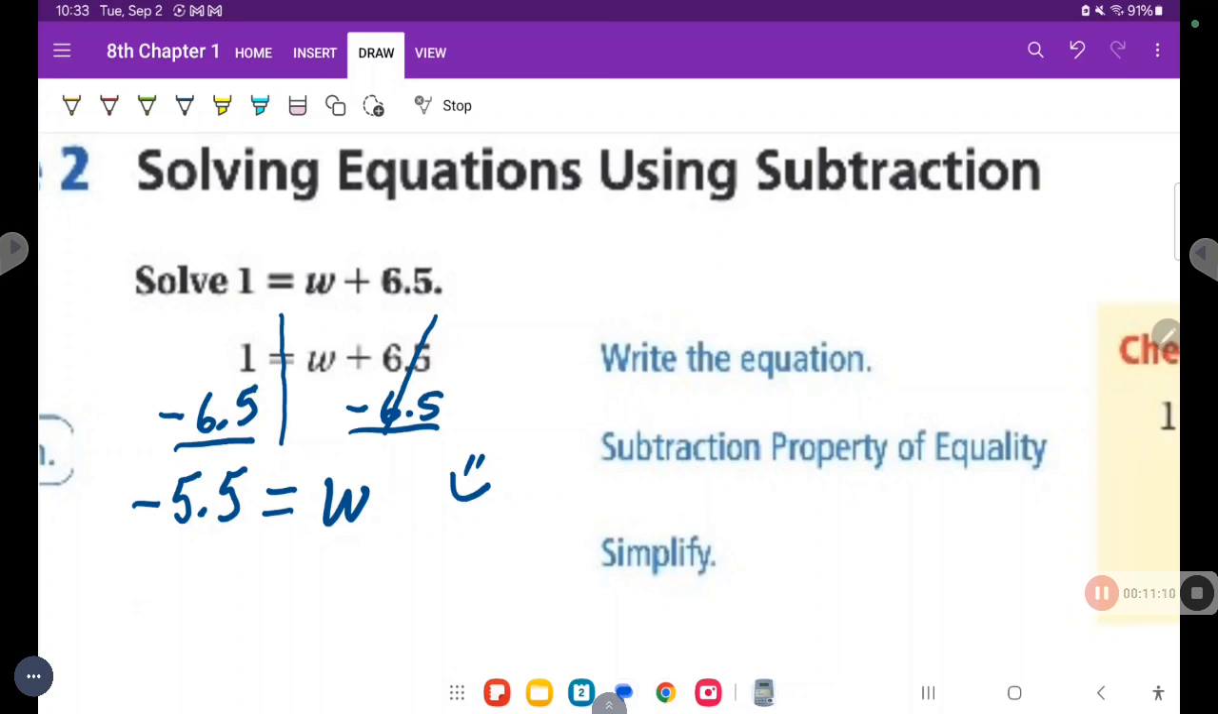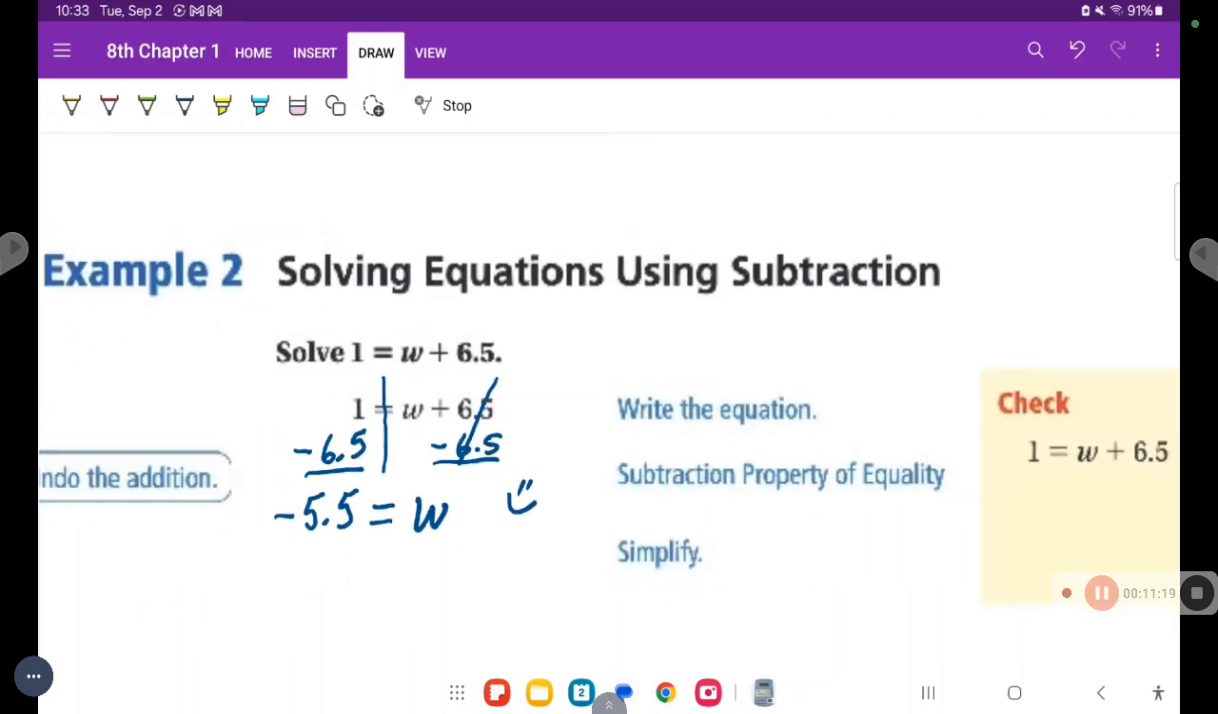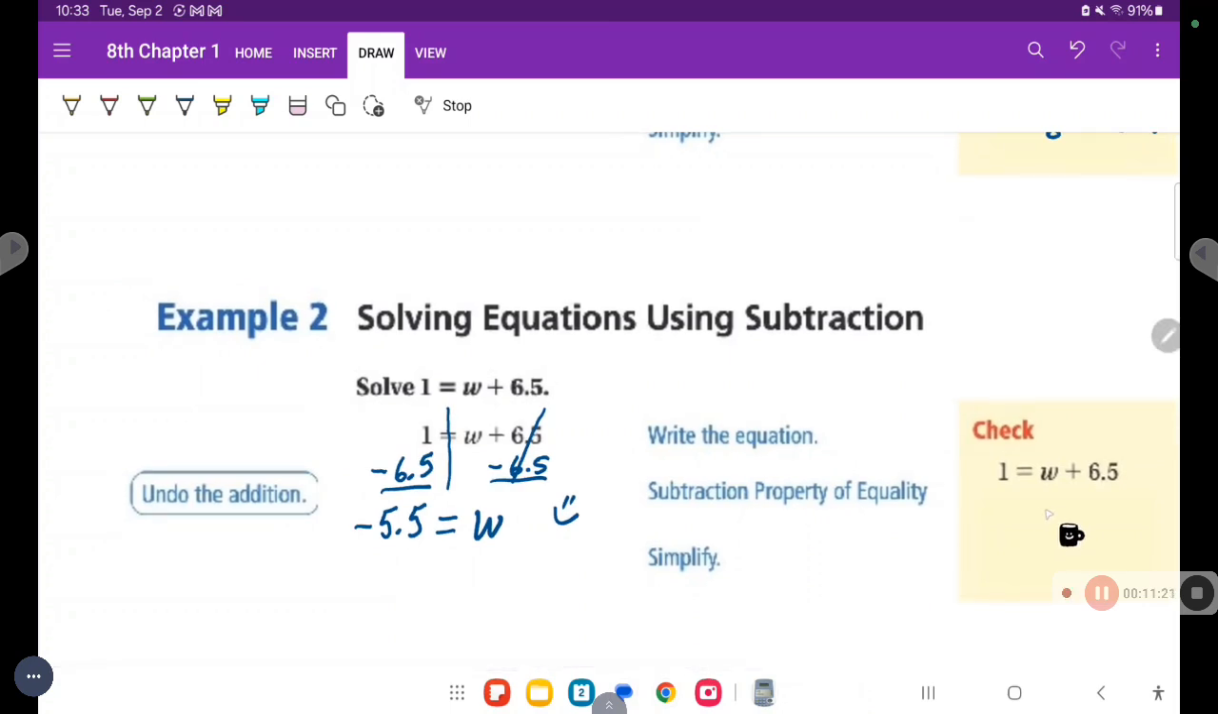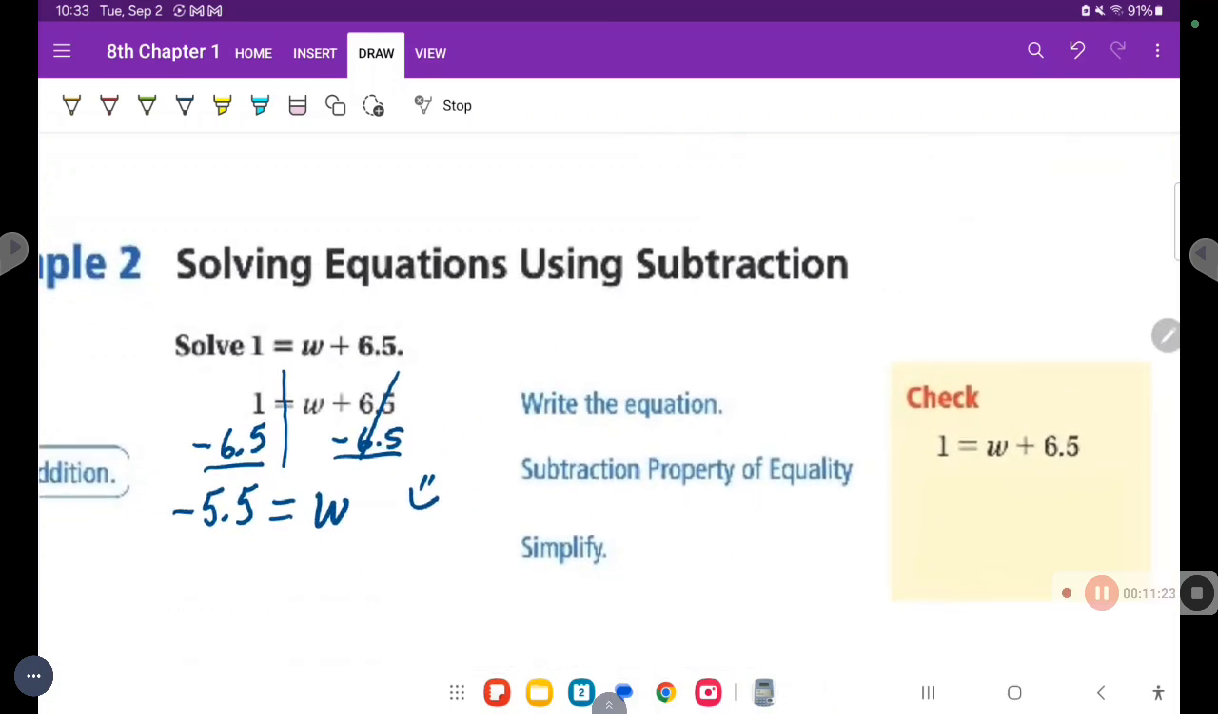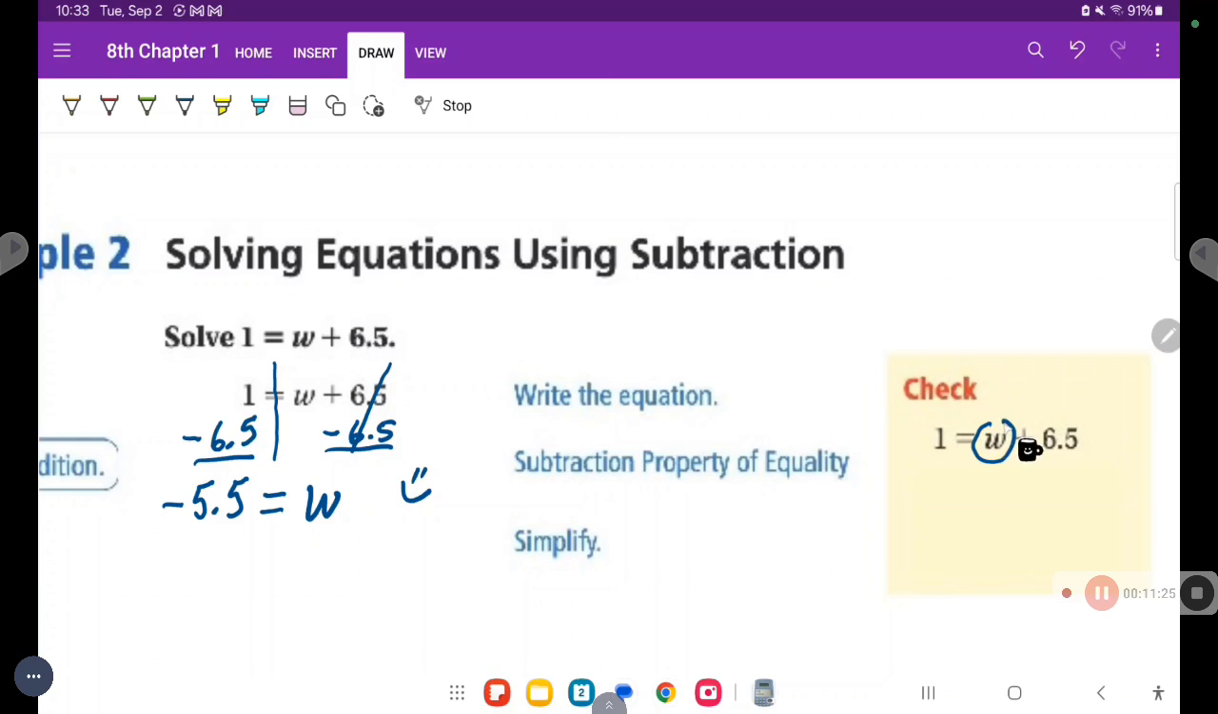Okay? Any questions on that? You all taking notes on this? Okay. Now, we're going to check our work. Right here where there's a W, we're going to take that out, and we're going to put our negative 5.5 in there in place of it.